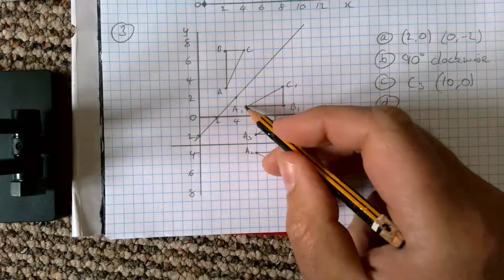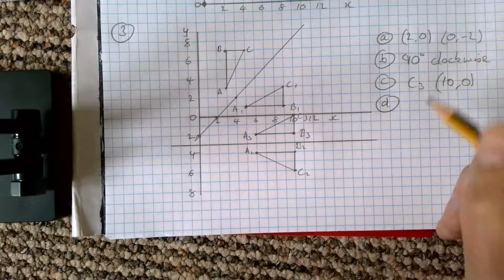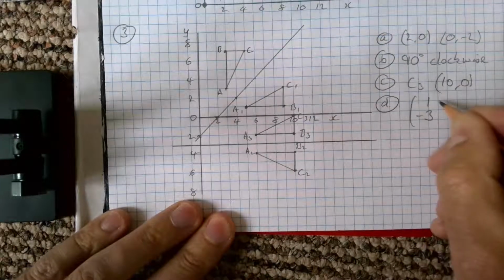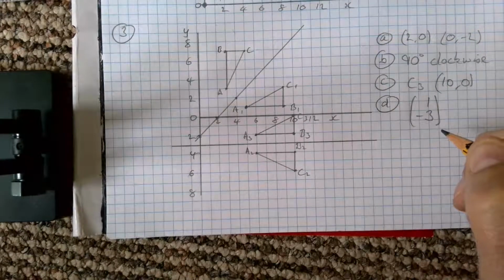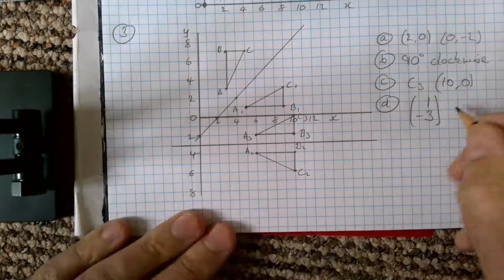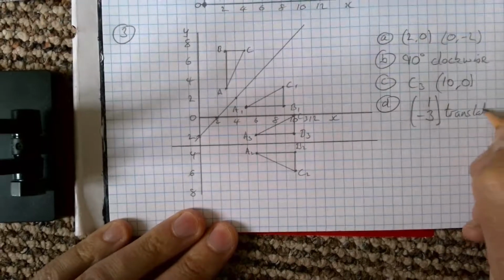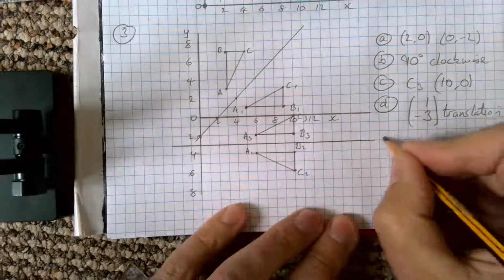So this is moved across 1 and down 3. So I write that as 1, minus 3. It says transformation, so it's a translation. Sorry, I thought it said translation. Translation. So it's across 1, then and down 3.